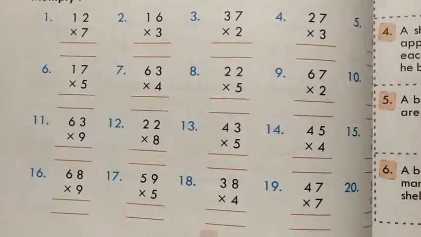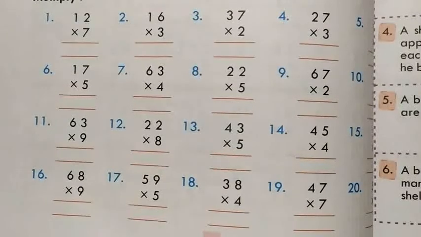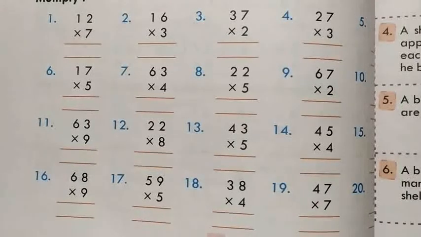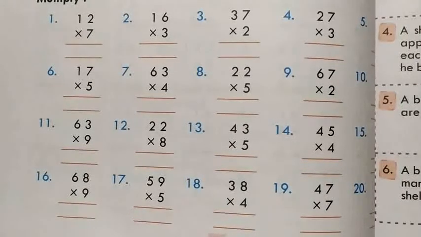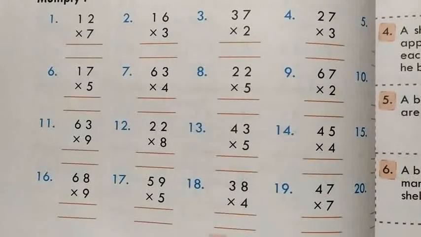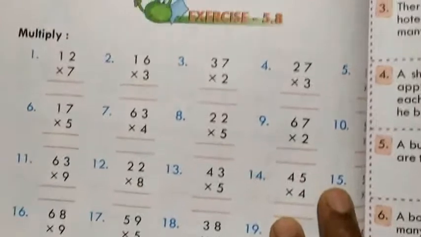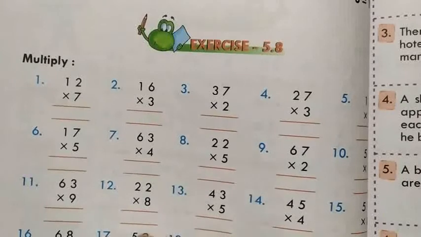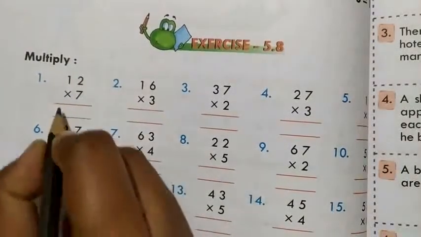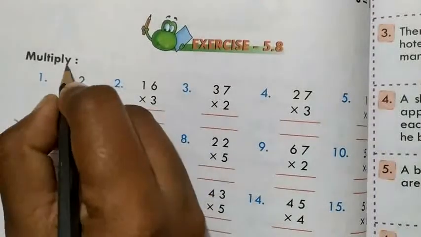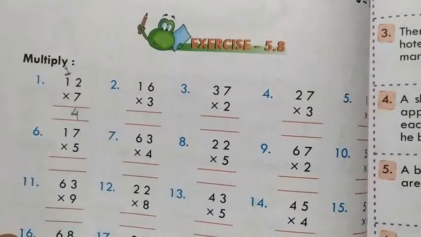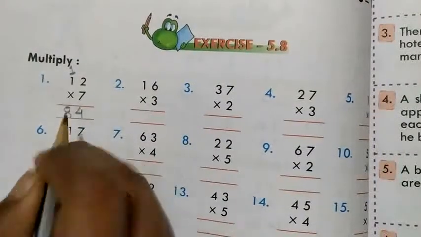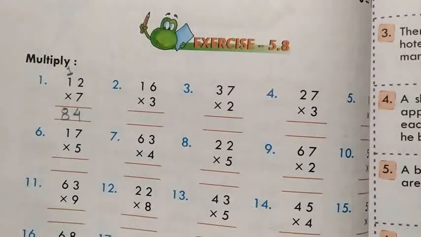Okay. Now next, in our textbook, page number 90. Open that page, and we will solve these examples. Pay attention here. 12 multiply 7. Okay. 7 2s are 14. 4 will come, 1 is carry over. 7 1s are 7 and plus 1. That is 84. Okay. Now our example is completed.